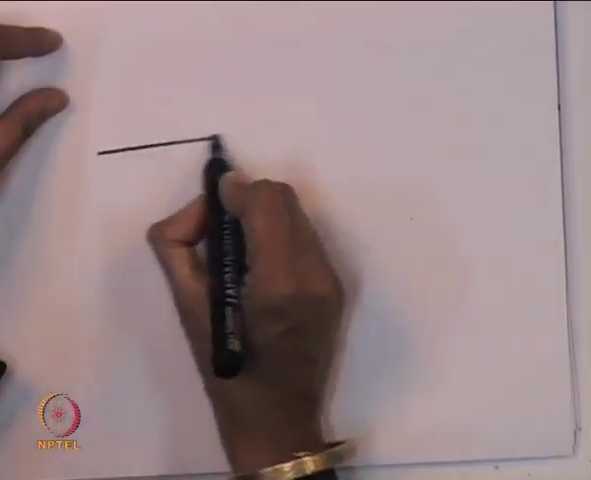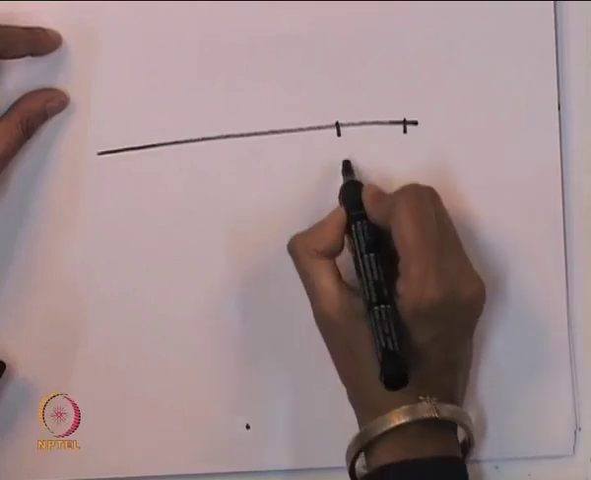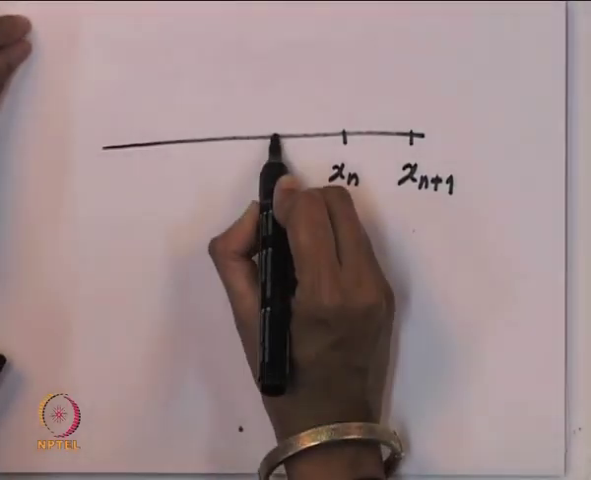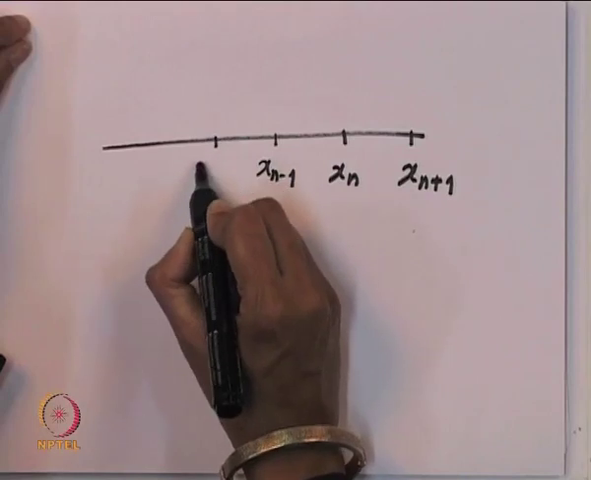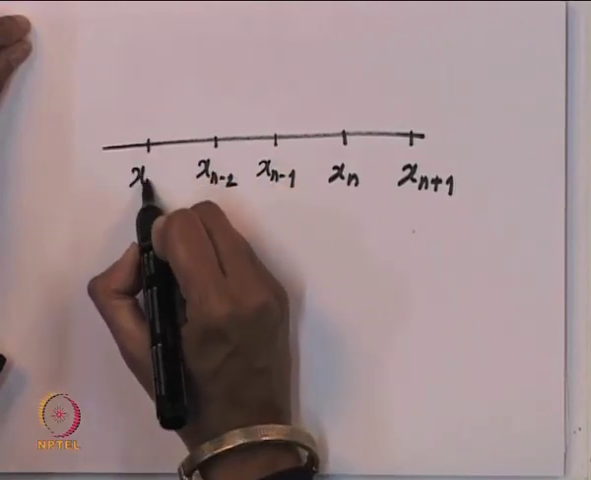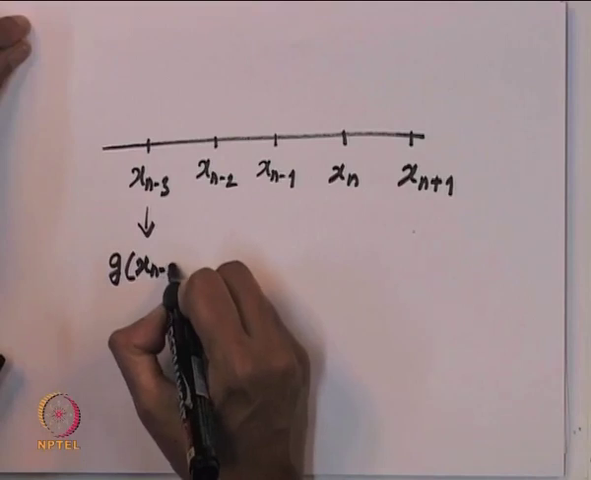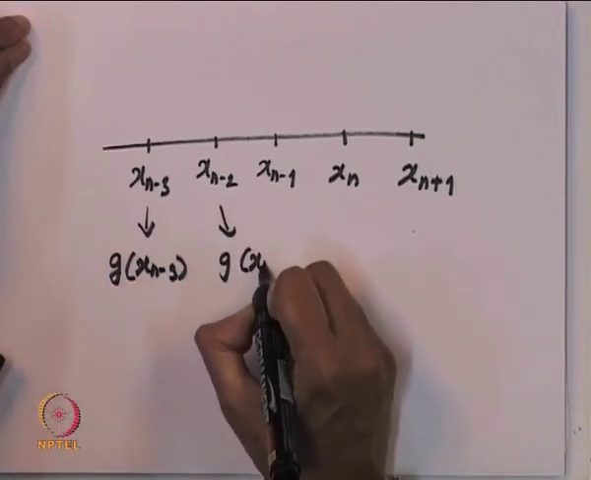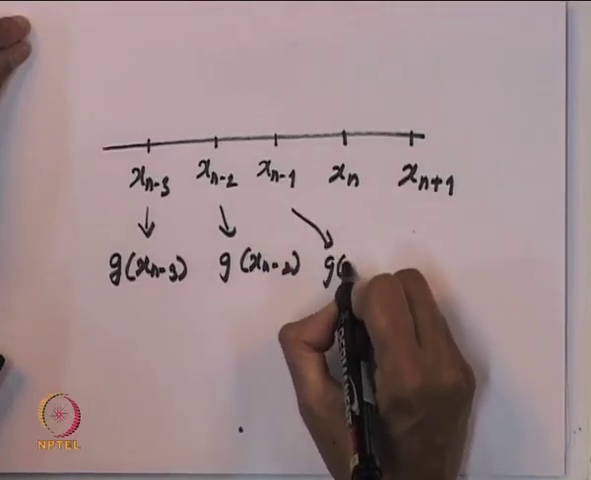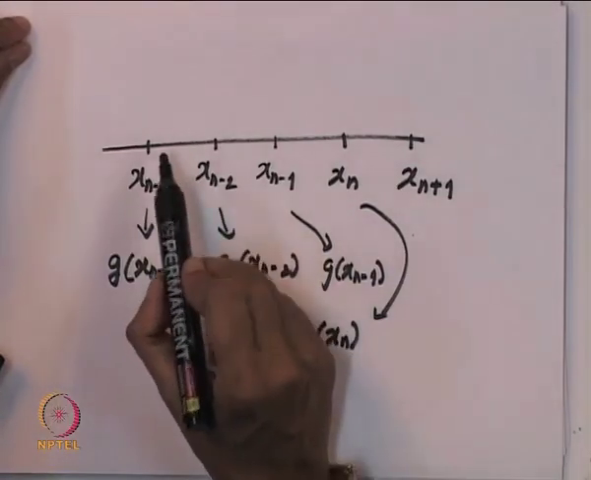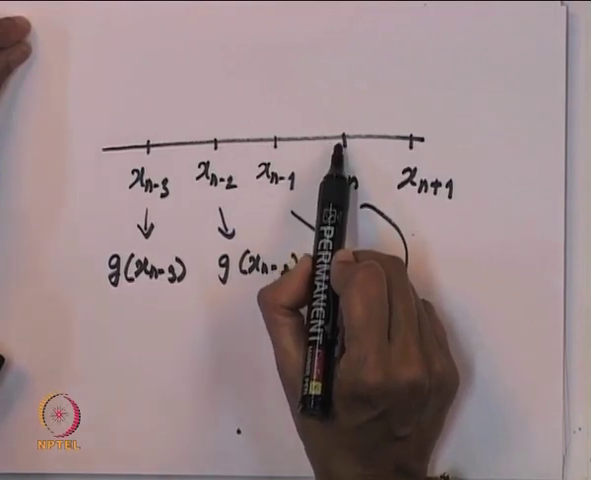What we do is, we go outside of our interval of integration. So, we are integrating over x n to x n plus 1. You consider x n minus 1, x n minus 2, x n minus 3. So, look at g of x n minus 3, g of x n minus 2, g of x n minus 1 and g of x n, and fit a cubic polynomial based on these 4 points.